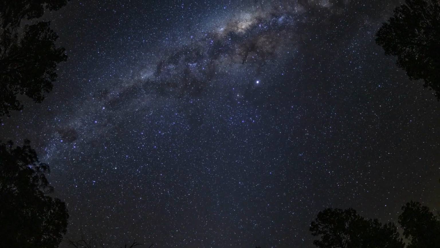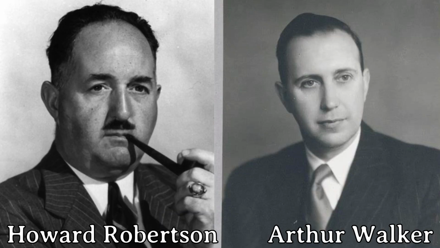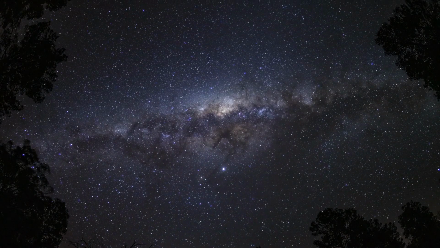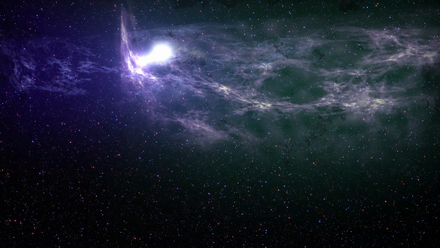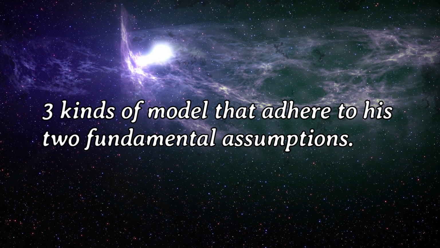In that year, American physicist Howard Robertson and British mathematician Arthur Walker independently discovered similar models. Their work emerged in response to Hubble's revelation of the uniform expansion of the universe. It's noteworthy that, although Friedmann found only one type of model, there are, in fact, three distinct kinds that adhere to his two fundamental assumptions.